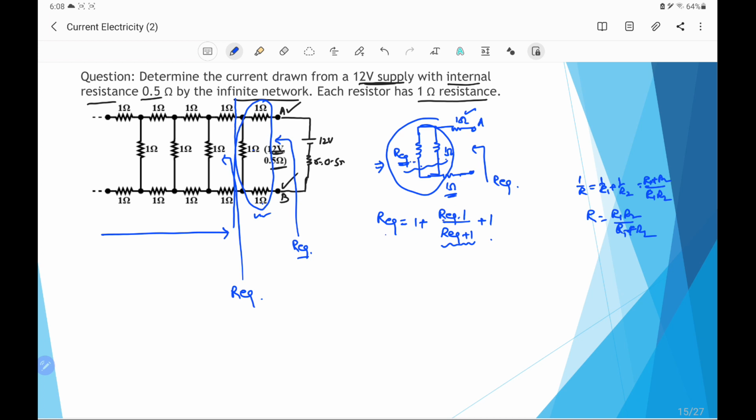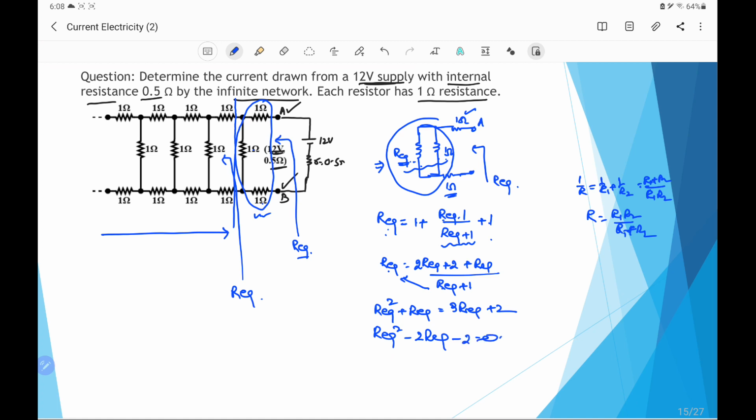So these three resistors are in series, and R equivalent and 1 ohm are in parallel. Solving this, R equivalent is equal to 1 plus 1, which is 2, so 2 R equivalent plus 2 plus R equivalent by R equivalent plus 1. Cross multiplying and taking this to the left side, it gives R equivalent square, and this gives 3 R equivalent plus 2. Now it is R equivalent square minus 2 R equivalent minus 2 equal to 0.